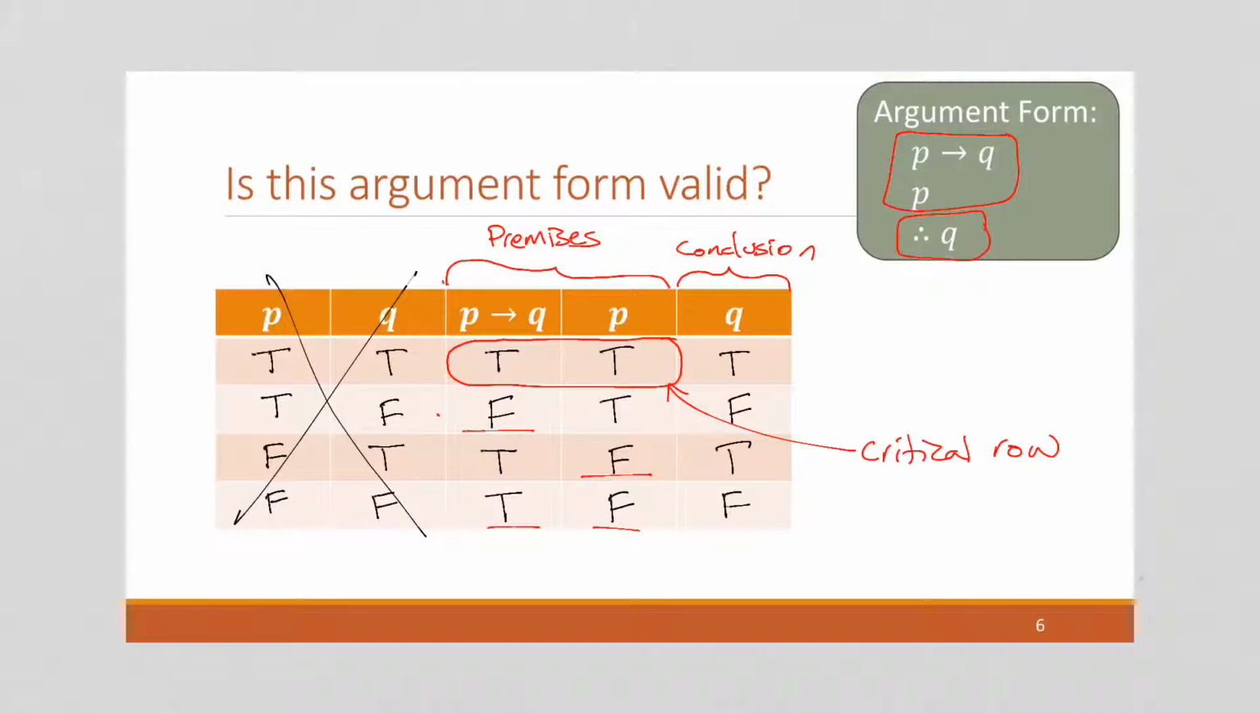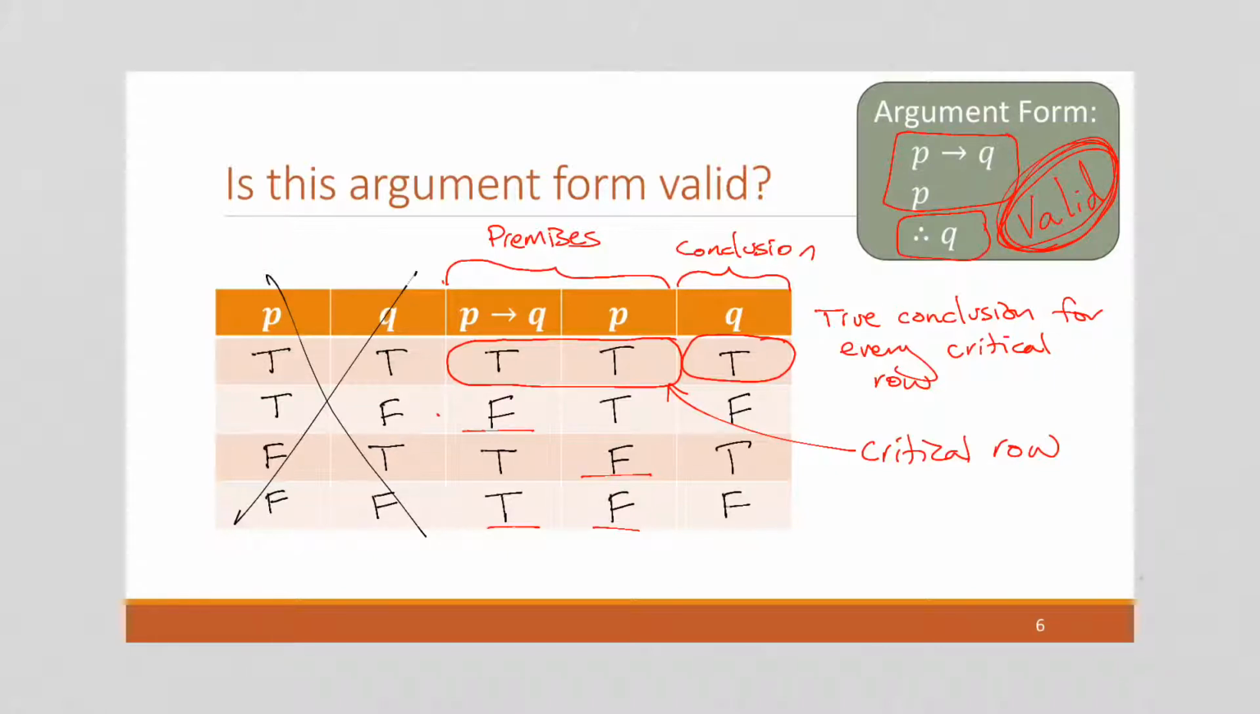And so now, once we've found all of our critical rows, we look at the conclusion. And notice we have a true conclusion for every critical row. Which means this is a valid argument. Okay. So this is how we tell validity.